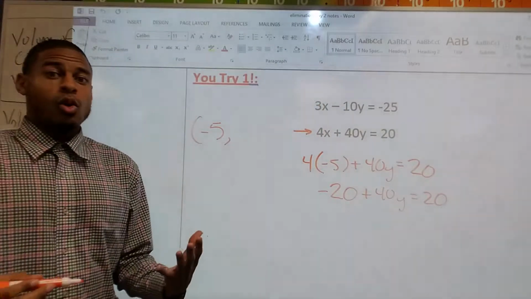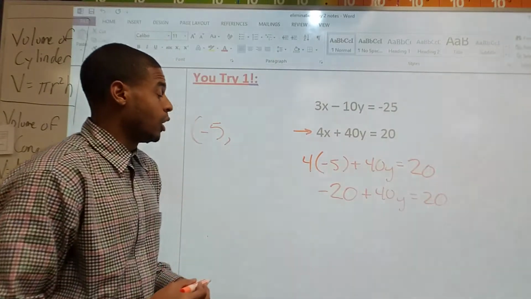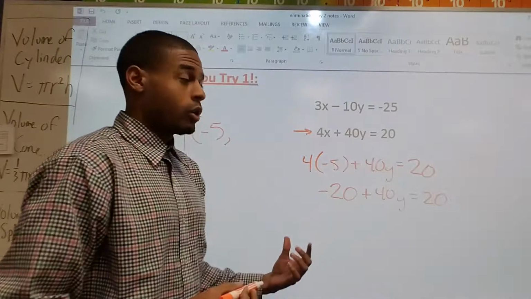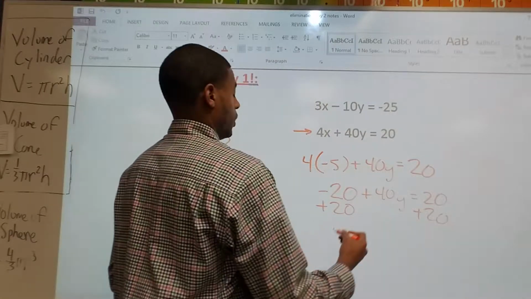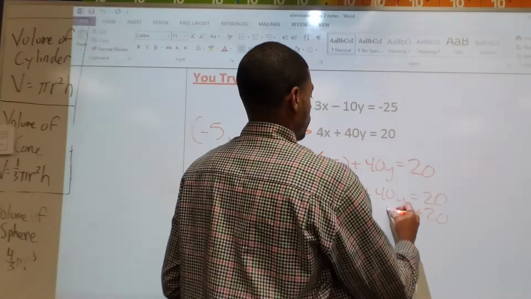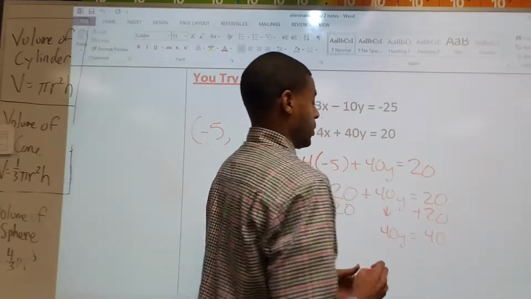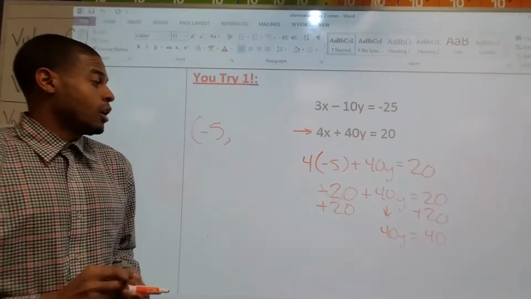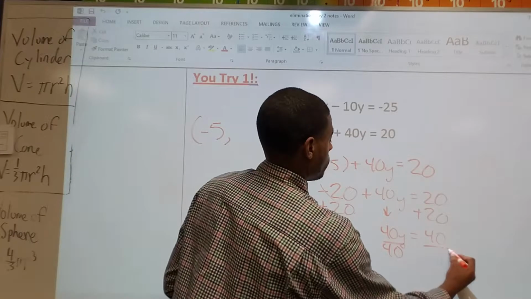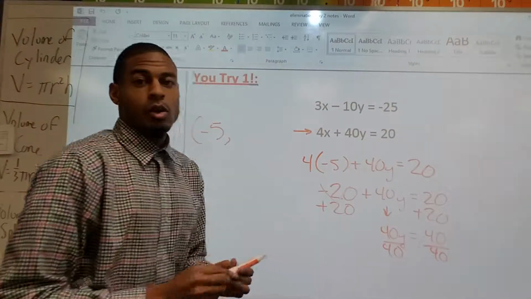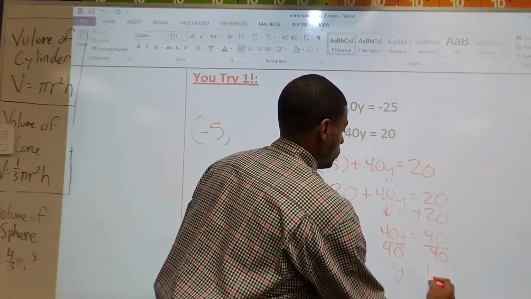Now I want the y by itself, so notice how the y is with a number. I'm going to move this negative 20 to the other side, so I'm going to add 20, or do the inverse, to both sides. Now I have 40y is equal to 40. To get y by itself, I'm going to divide by 40 on both sides. So 40 divided by 40 is 1, so y is equal to 1.